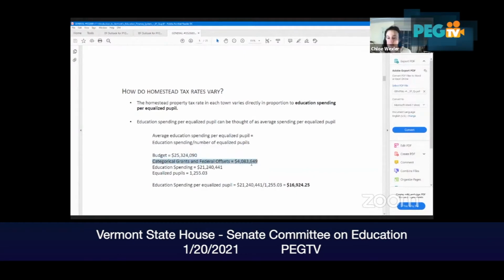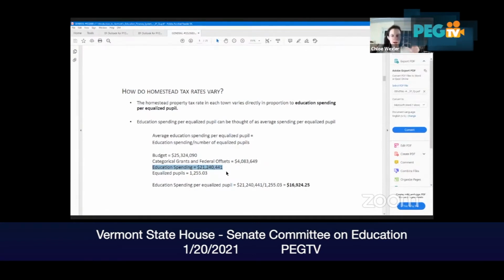That school receives $4 million in categorical grants and federal offsets, which yields an education spending of about $21 million. And we touched on this briefly before, and we'll touch on it in the next slides. Education spending is a term of art, if you will, in the Vermont education finance system. And what it really is, is your total school budget minus any money that you're receiving from the federal government or from specific state categorical grant programs, for example, special education or transportation.